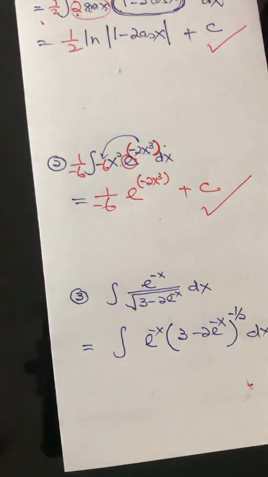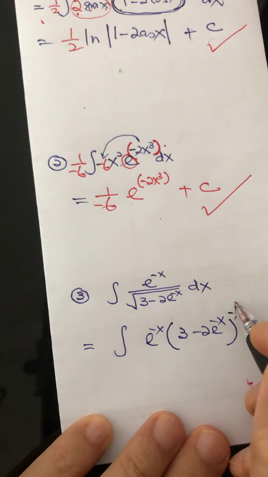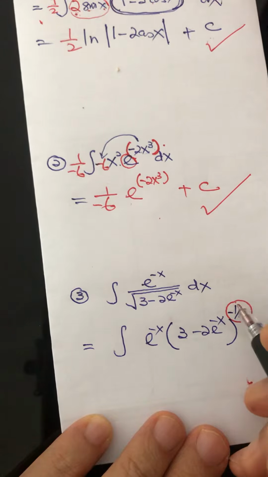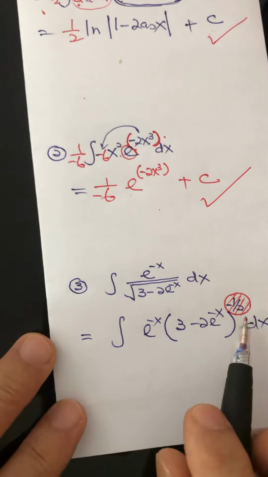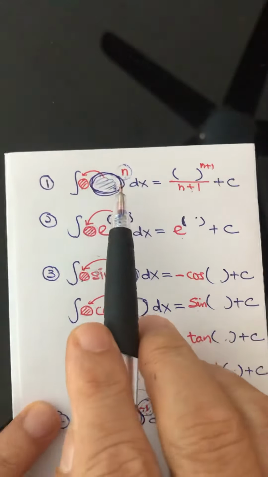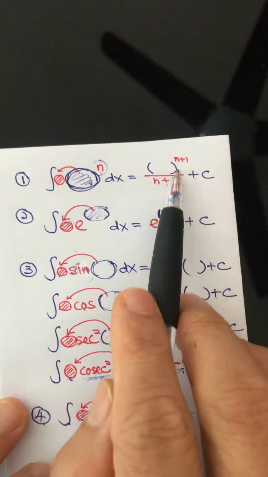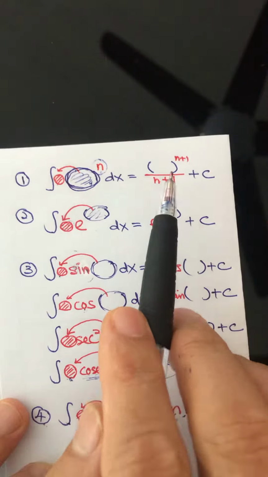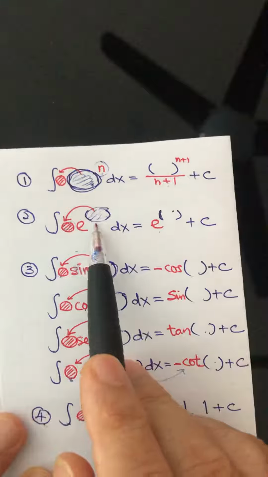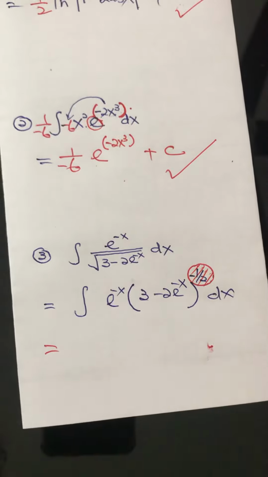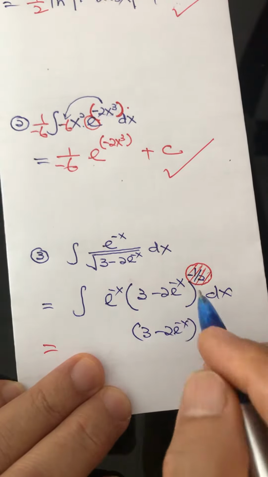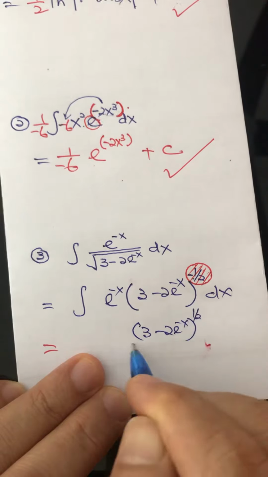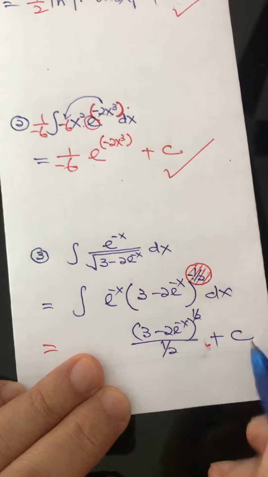Is it? So which function am I going to change? I'm going to change this function, the one outside the bracket. That is the way I write, the one outside the bracket. So that means this is number 1. Yes or no? I'm going to add 1, divide by, add 1. It's number 1. It's not this, it's number 1. So I will get (3 minus 2e^(-x)) to the power of (negative half plus 1, become half) over half, and then plus c.